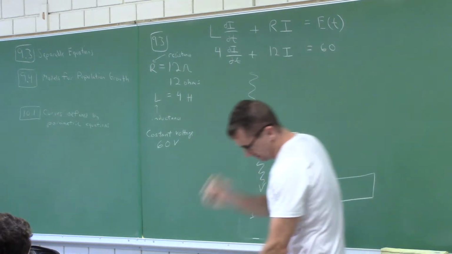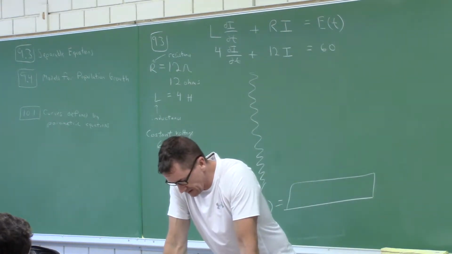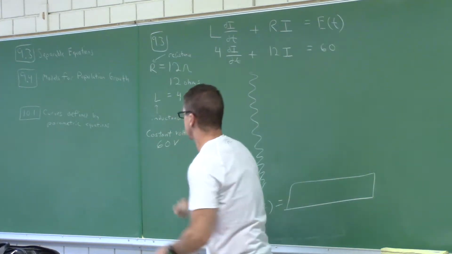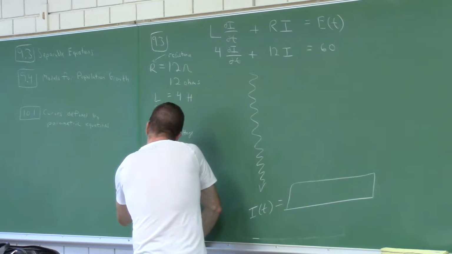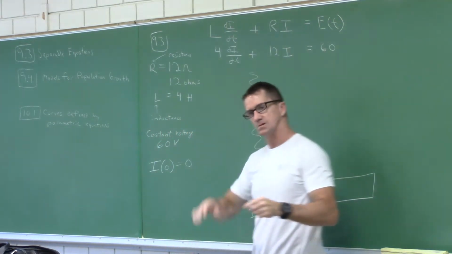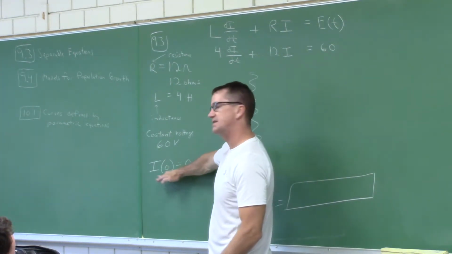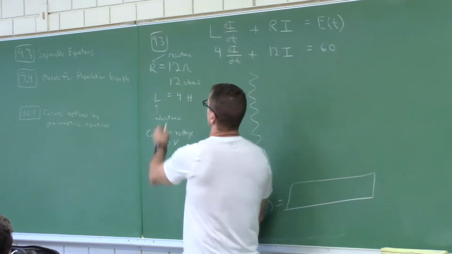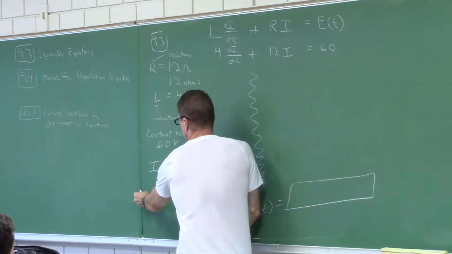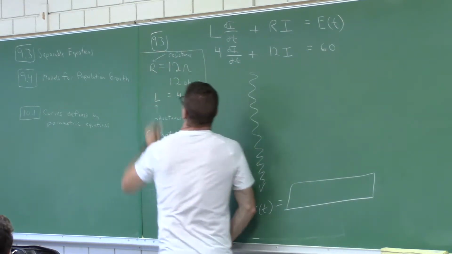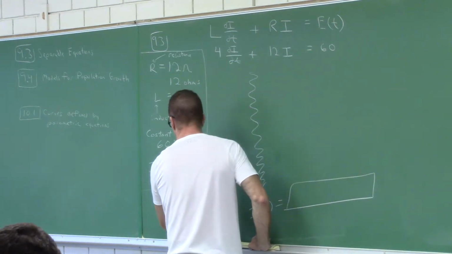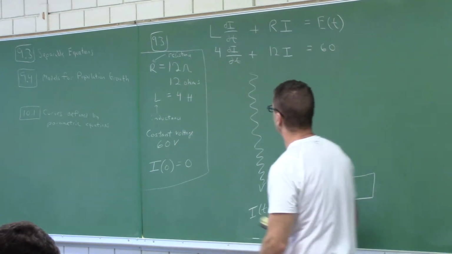Now, one more thing. They did say this: the switch is turned on when t is 0. Well, what they're saying is this: the current at t equals 0 is 0. That's what they're saying, so put that down. That's the initial value. We're going to use that to get the constant. So we got the R given to us, L, constant voltage is 60 volts, but they did say the switch was turned on at time equal to 0. That just means at t equals 0, I will be 0.